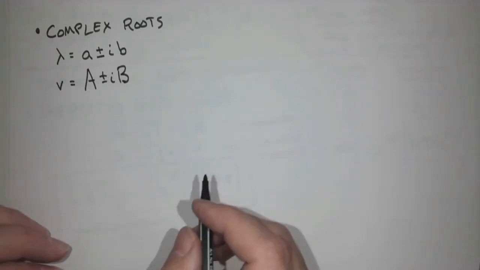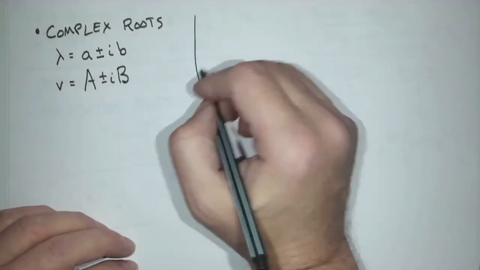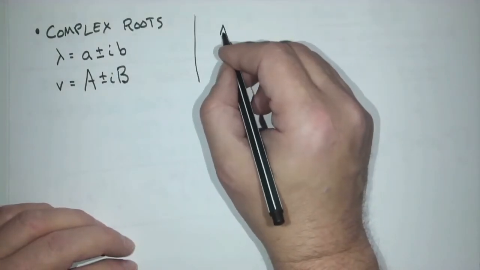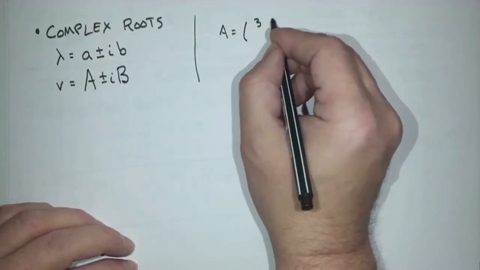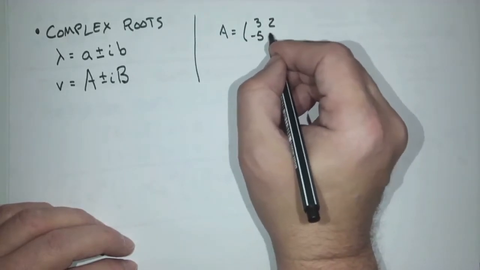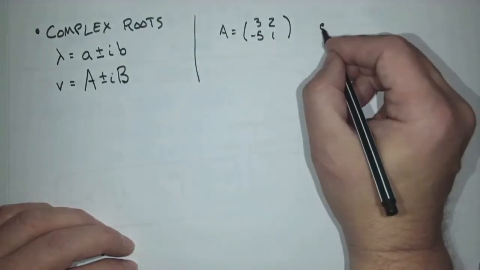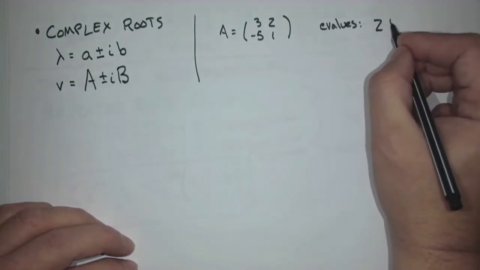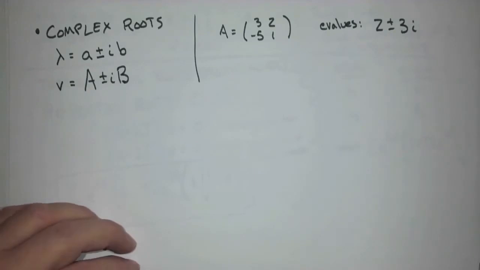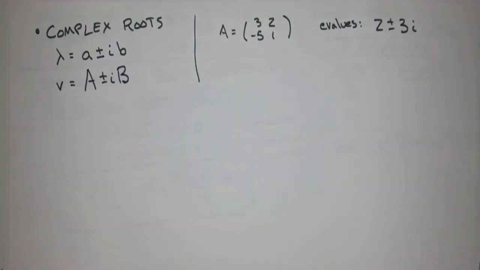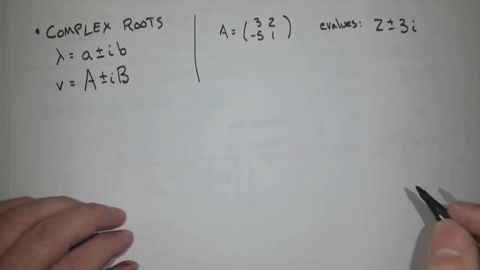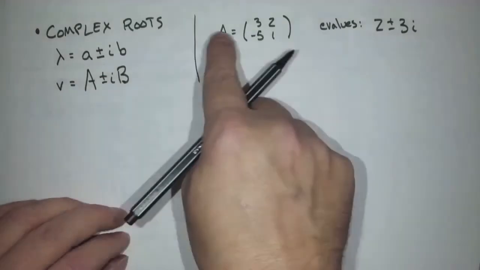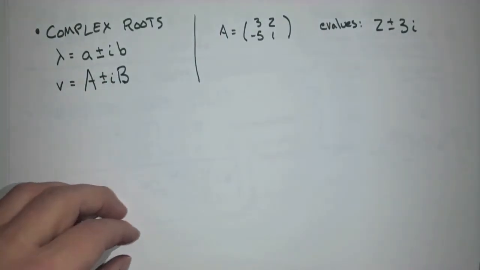So let's have a reference here. Let's suppose we have A is this matrix 3, 2, negative 5, and 1. And I'll tell you, I already computed the eigenvalues for this before I came to class: 2 plus or minus 3i. It's not hard to compute these eigenvalues, but that's what they turn out to be. Okay, so now I regret using A. Well, that's okay. I regret many things.